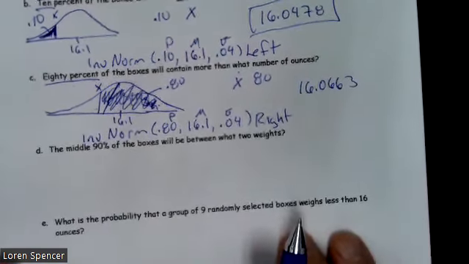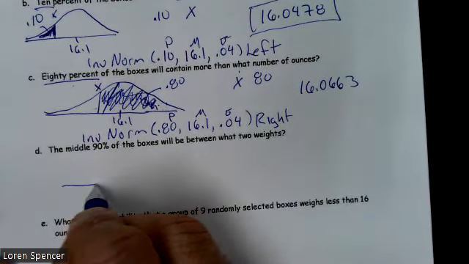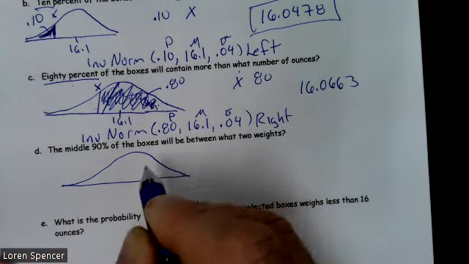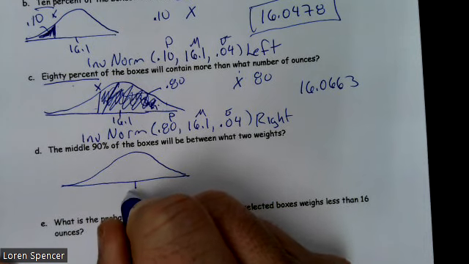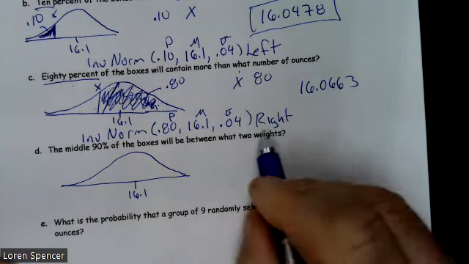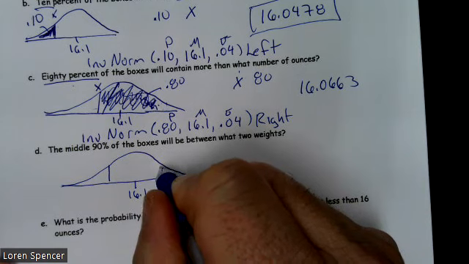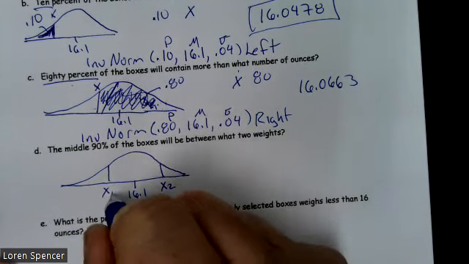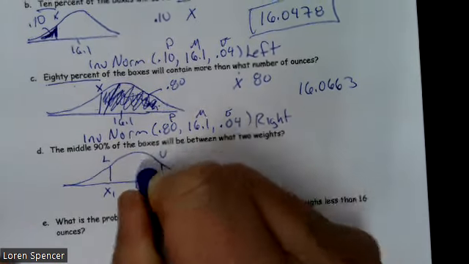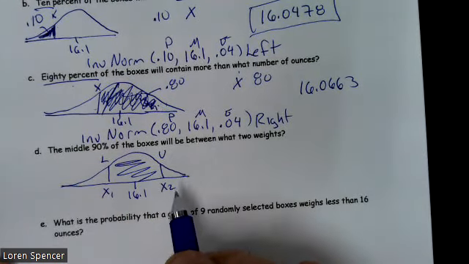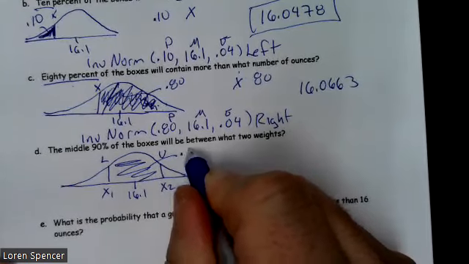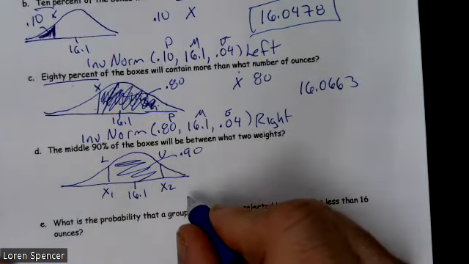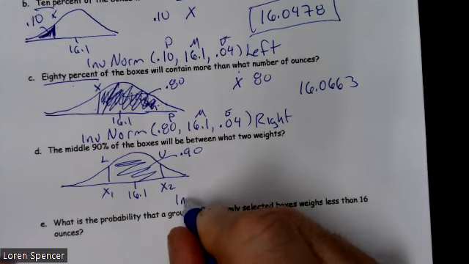All right, the middle 90% of the boxes will be between what two values? All right, so here we go. Our mean is 16.1, and so I'm looking for two values. I'm looking for this, which is my lower, and I'm looking for this, an upper, and our area happens to be 0.90. Once again, they gave me a percent, so that makes this an inverse norm.